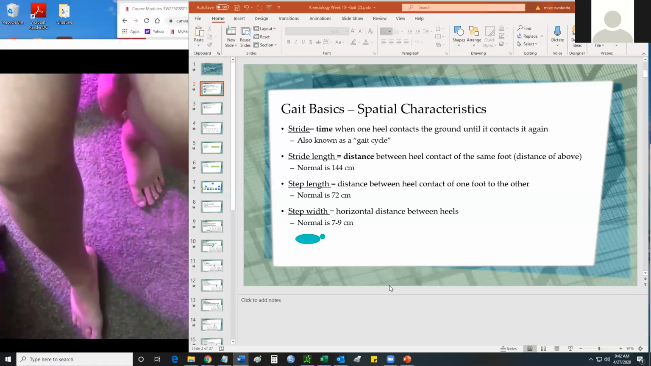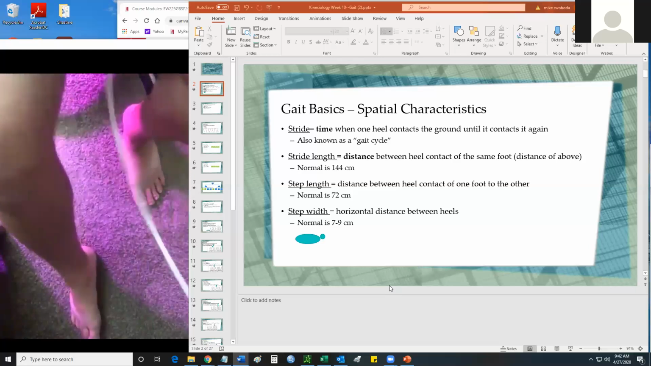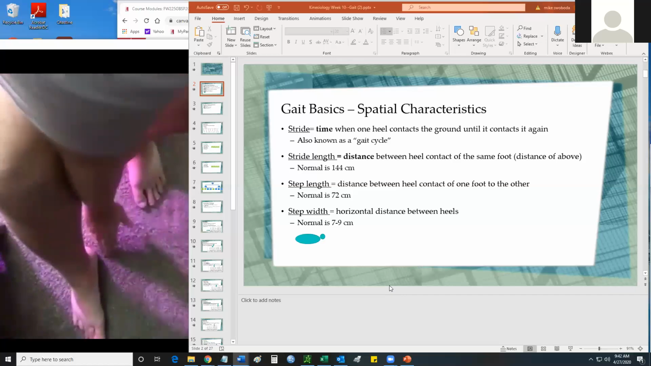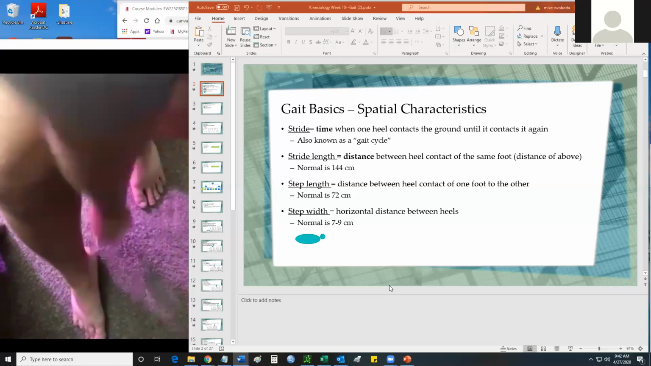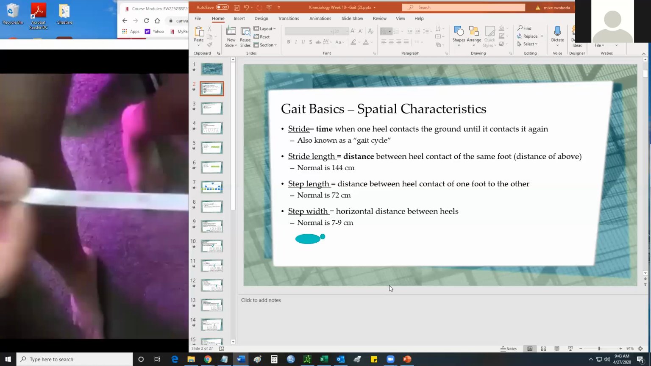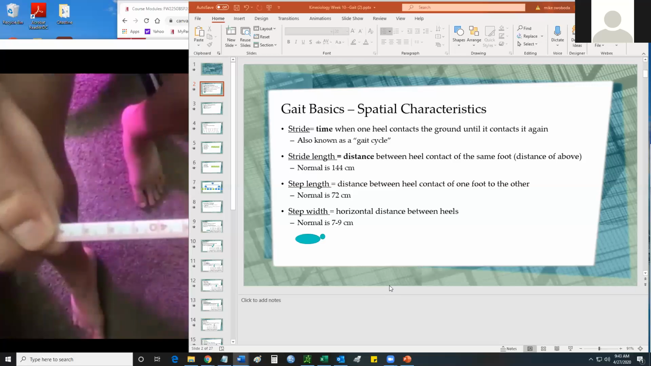To measure that, I would just take a tape measure and place one end where my lead heel is, and the second end where my back heel is. You want to make sure it's a straight line. That total distance is my step length. In this case, my step length would be about 44 centimeters.